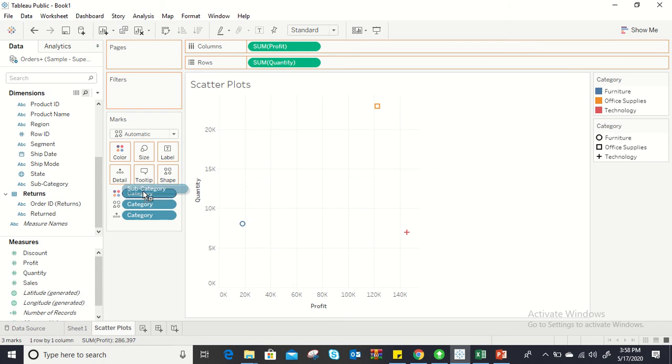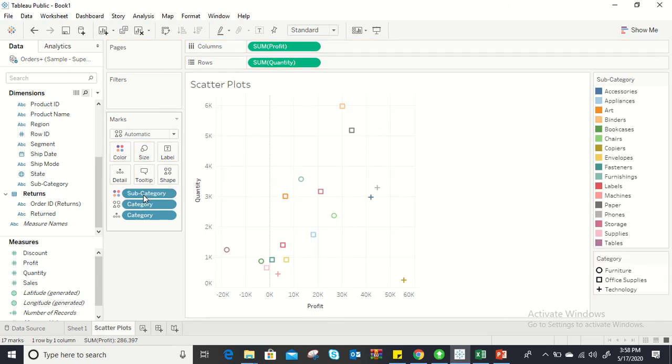So what I'm going to do is change the coloring according to subcategory. Now let's see what just happened. I think this should be fine. So let's see what happened. I want to figure out what products are giving me the best profit in terms of the amount sold. There are a couple of products, especially this one, copiers.